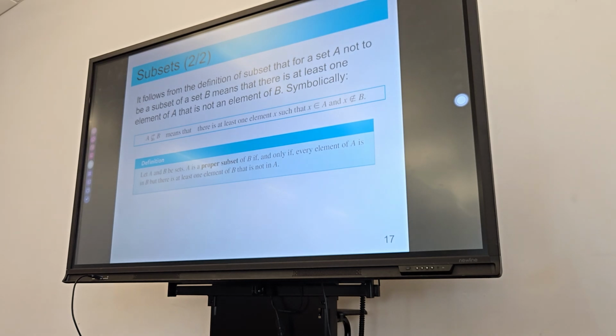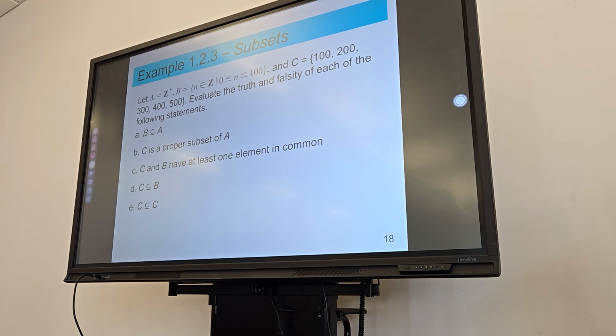All right. So let A be positive integers. Let B be the integers from 0 to 100 inclusive. And C be the numbers 100, 200, 300, 400, and 500. Is B a subset of A?